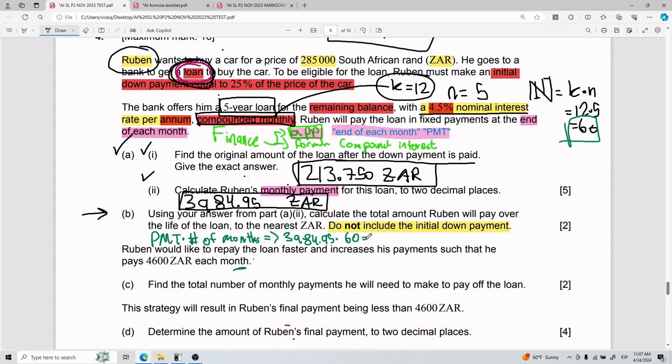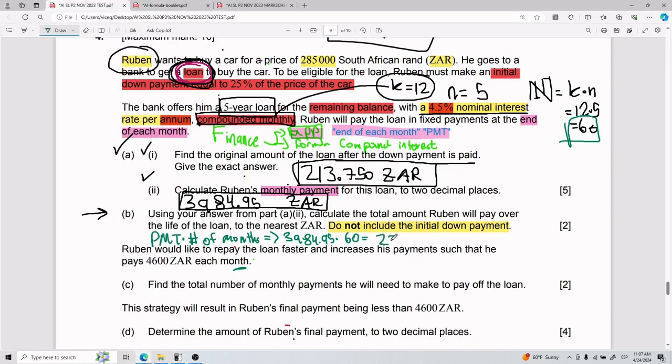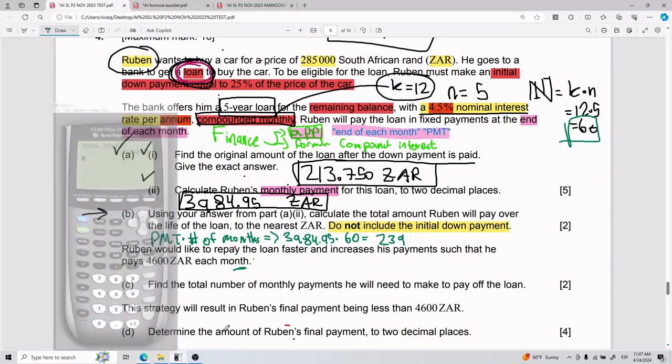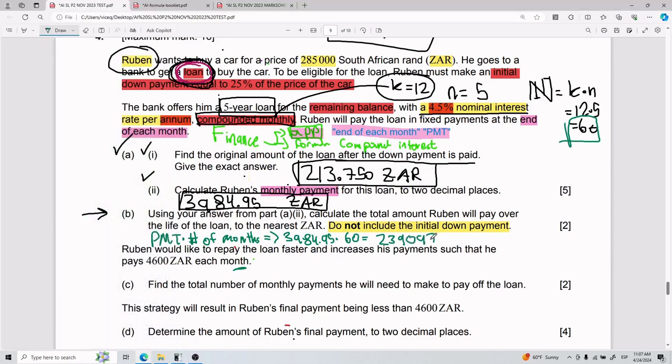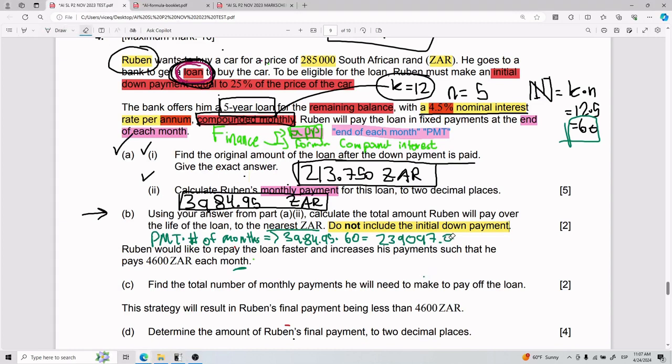So if you go ahead and do that, you will end up with 3,984.95 times 60. There it is. 239,097. And because it's to the nearest ZAR, you want to make sure it's 0.0, right? So rounded as 0.0. Here we got exactly a number that's already rounded. See, so we can just leave it as this. And that would be for part B.